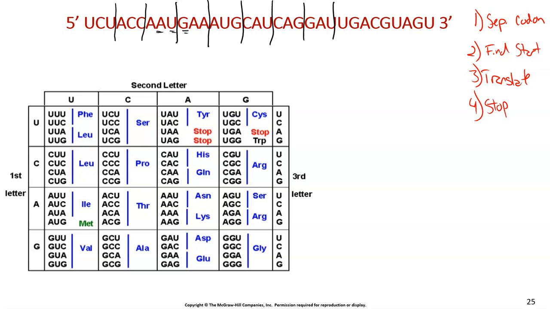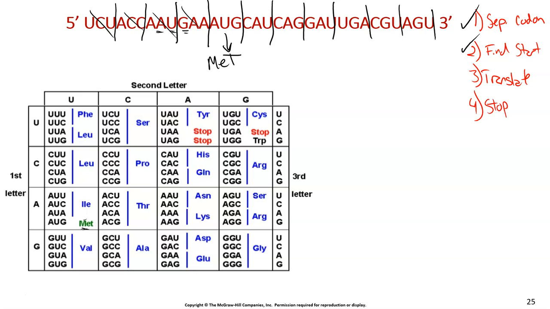Step 1 is separate all the way down. Okay, that's done. Step 2, find the start. We know start is AUG. It's saying Met here, but this is our start. So make sure you always know that start. It has it in green. You may have forgotten, but that's where we start. So you find the AUG. It's not here. It's not here. It's not here. Oh, here we go. So the first amino acid we're going to translate is Met, right here at the bottom.